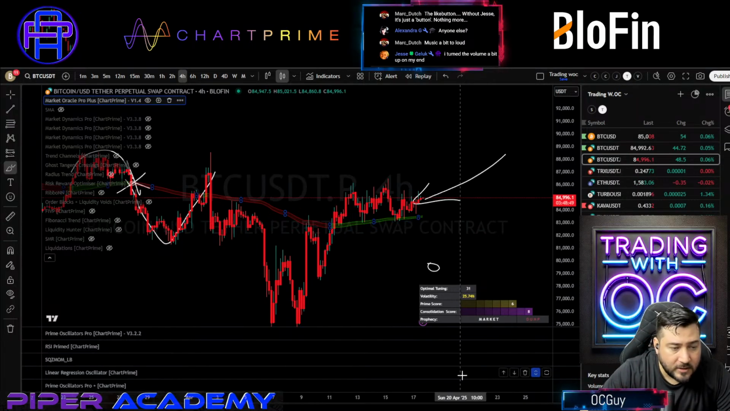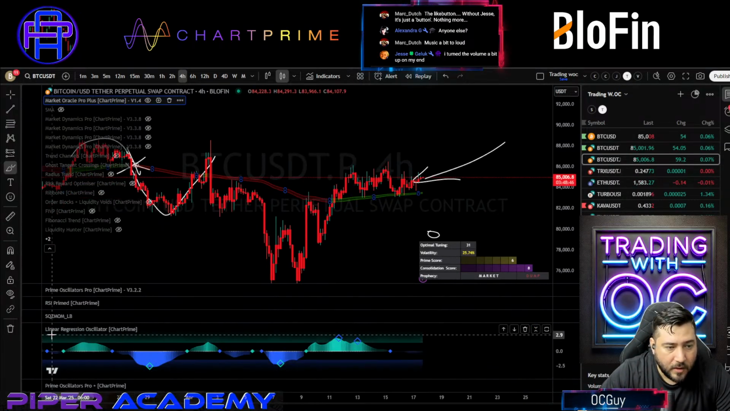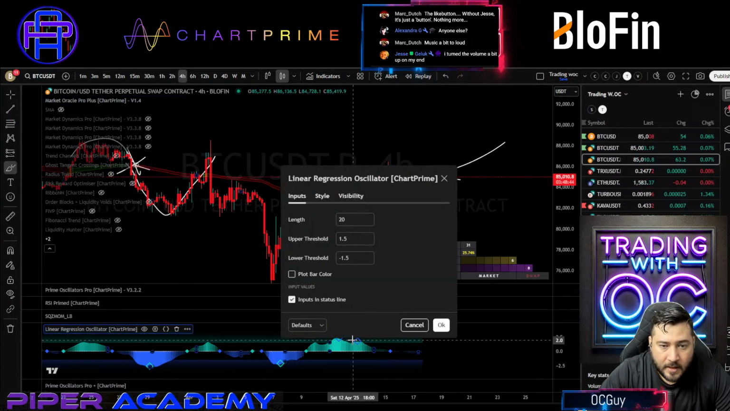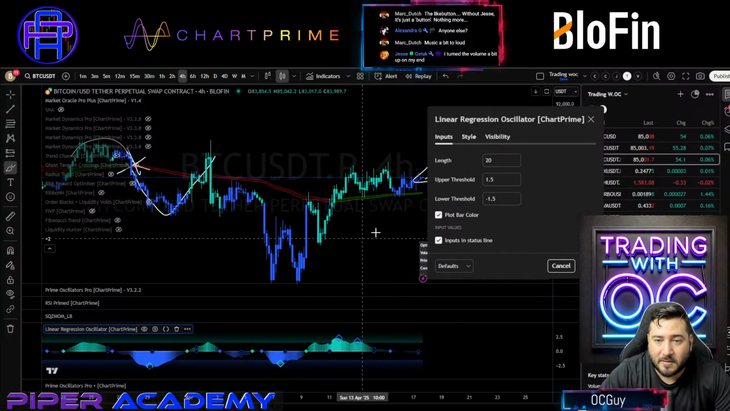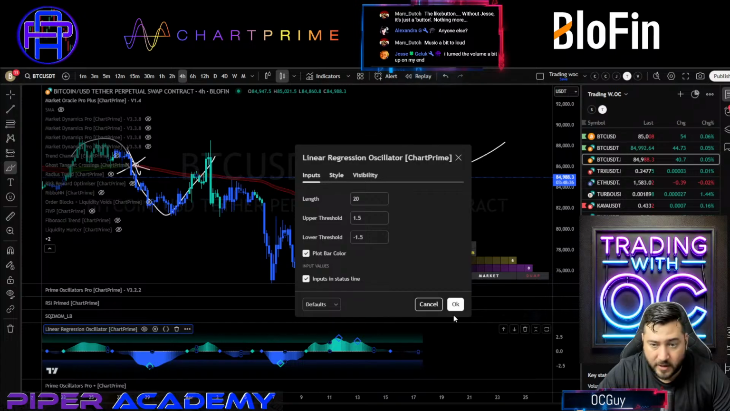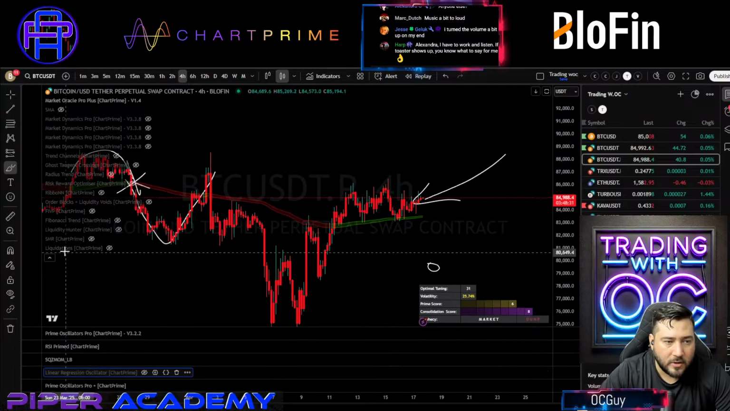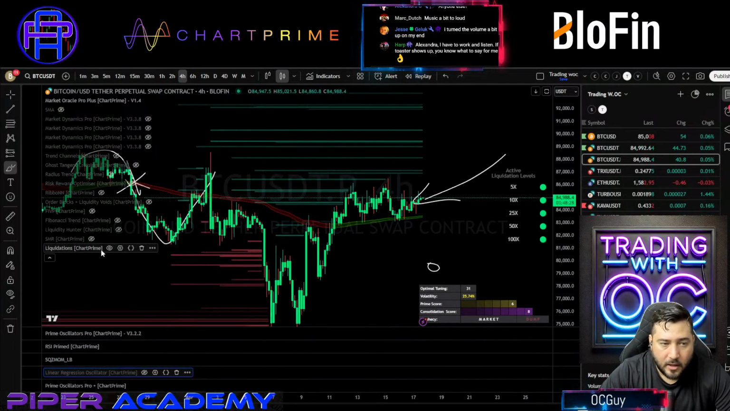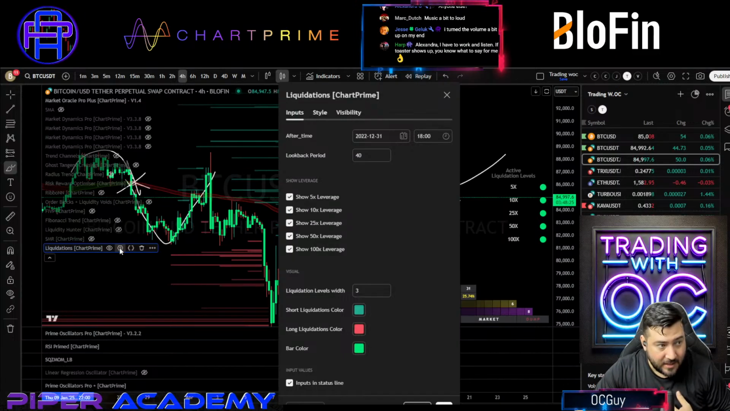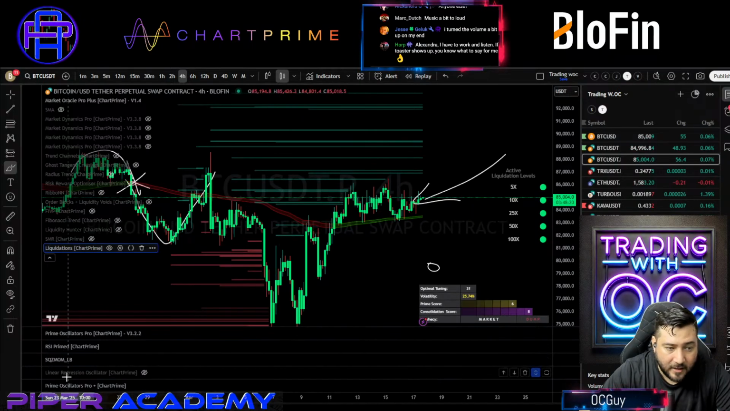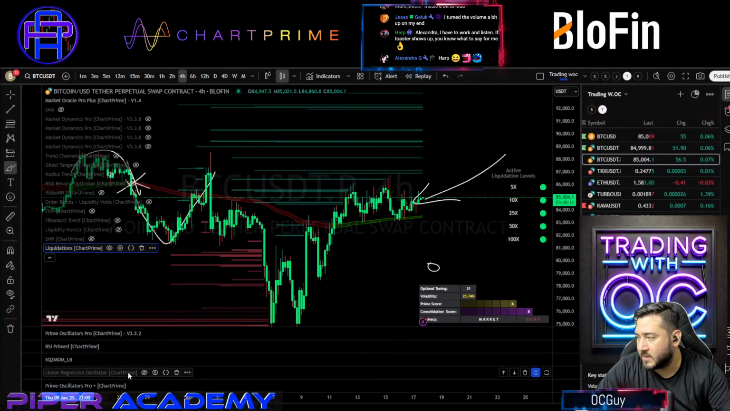One of those free indicators is right here, our linear regression oscillator. There we go. We can have the plot bar color, basically giving us a much sleeker and more informative color right there. For some of those reasons, you may not want to have the liquidations colorizing your charts. If you ask me, I'd rather not have the colors in here, and just have either my linear regression, my prime oscillator, or my market oracle pro, any of those colorizing my trends.